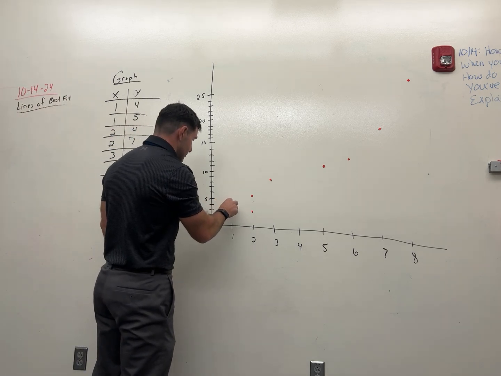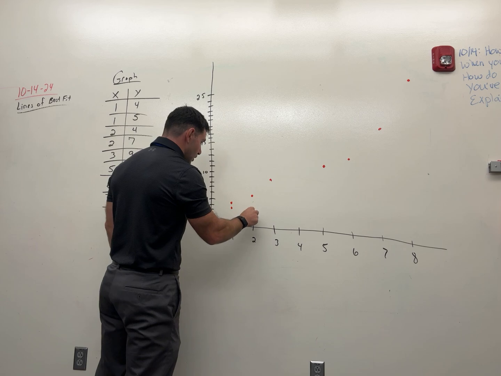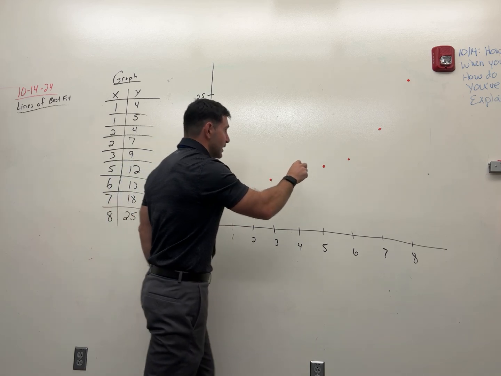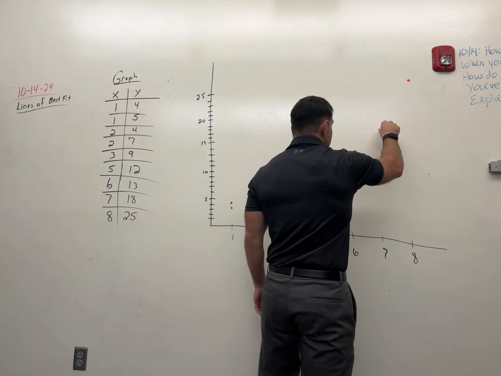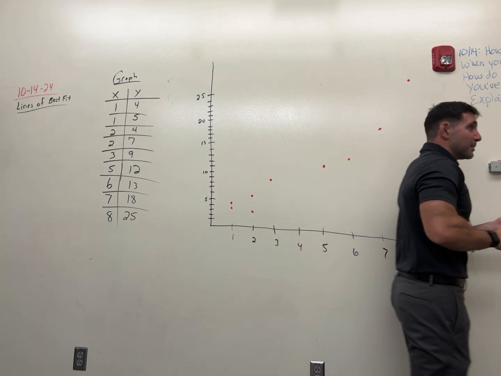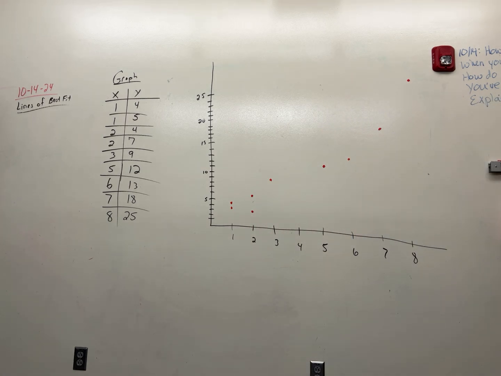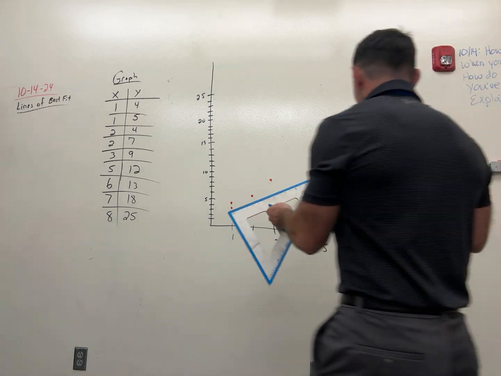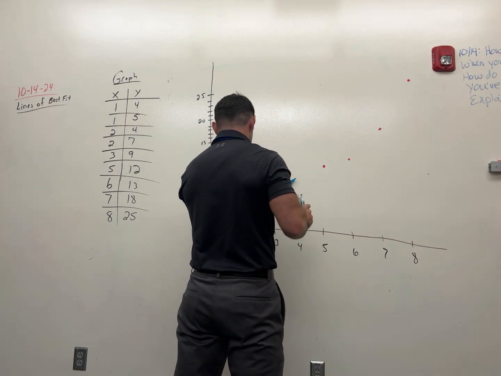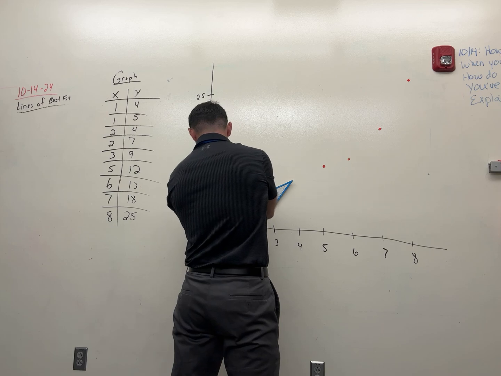Now, can we draw a straight line through this so that there are as many points above the line as there are below the line? Can we? Sure we can. So, I'm going to get my straight edge. A straight edge can be absolutely anything we want, as long as it's straight. So, I am going to draw a line through most of these.